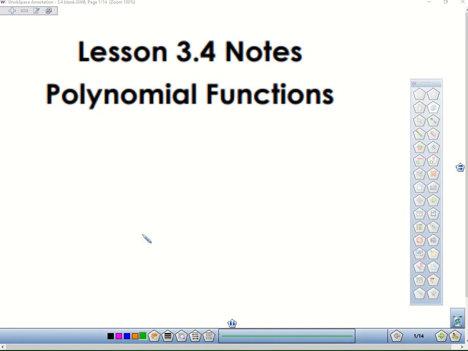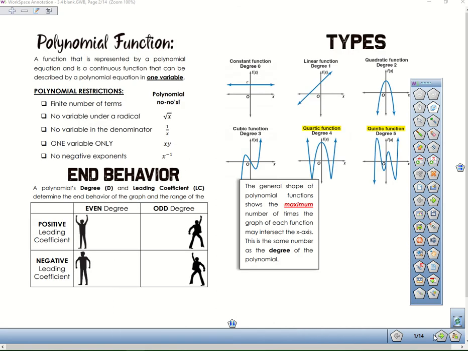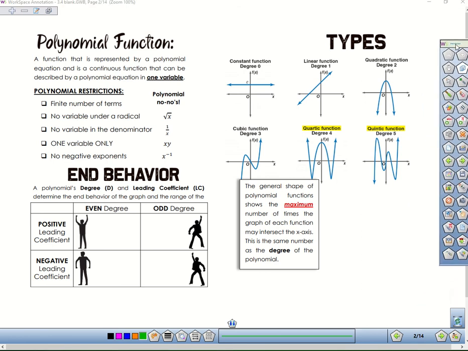So today we're going to be talking about lesson 3-4, which is polynomial functions. So we learned about polynomials, but polynomial functions have some other restrictions on them that we need to talk about today. So a polynomial function is a function that represents a polynomial equation, and it's a continuous function that can be described by a polynomial equation in one variable.